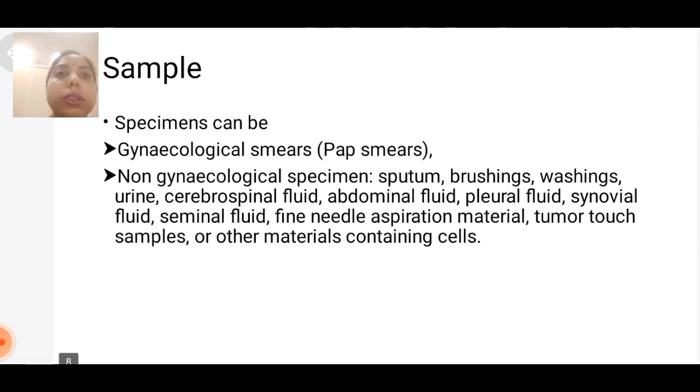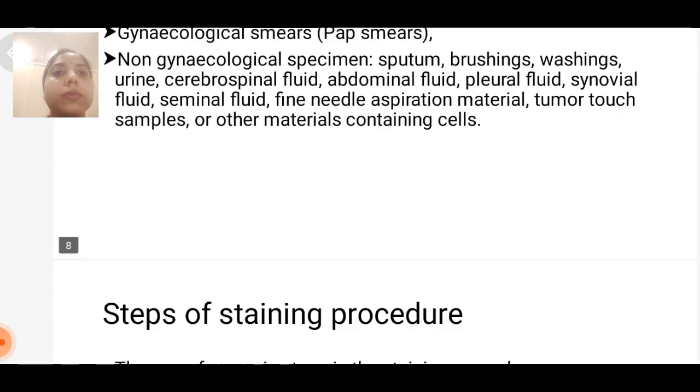Then there is the sample. Specimens can be gynecological smears for PAP stain, and another name for a gynecological smear is a PAP smear. The non-gynecological specimens are sputum, brushing, washings, urine, cerebrospinal fluid, abdominal fluid, pleural fluid, synovial fluid, seminal fluid, fine needle aspiration material, tumor touch samples, or other materials containing cells.